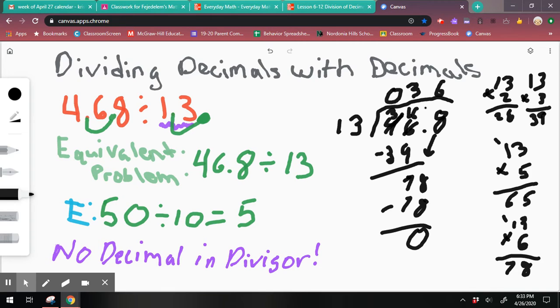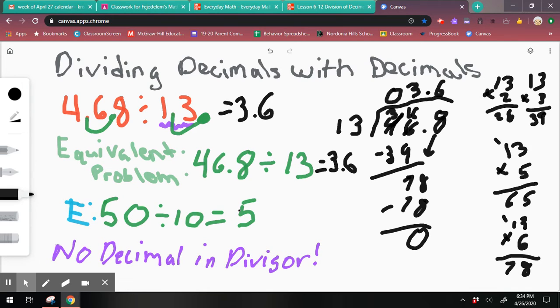And then our last step is to bring the decimal up. So my answer is 3 and 6/10. And that's going to be my answer for this one also, because they're equivalent, 3 and 6/10, which is close to 5.